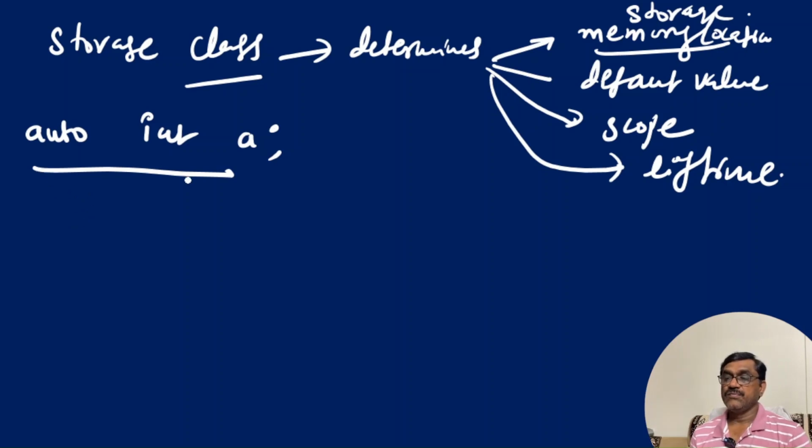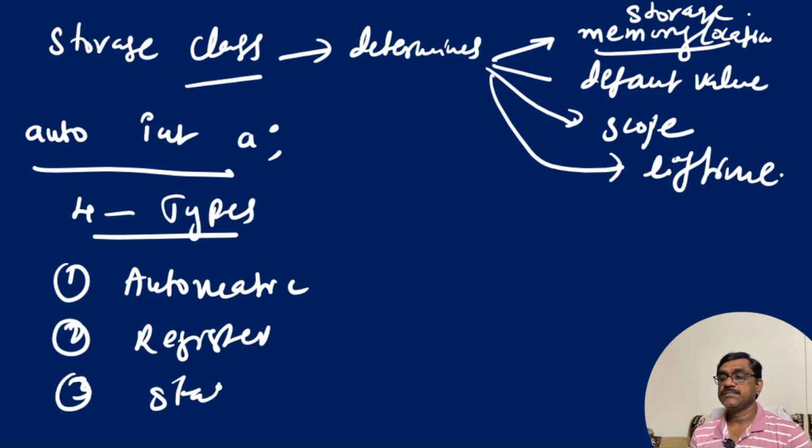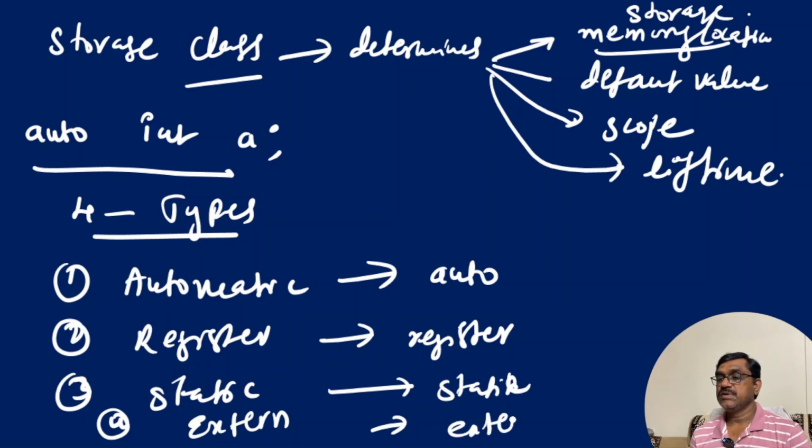So what I want to say is storage classes are divided into four types. The first storage class is automatic, the second one is register, the third one is static, and the fourth one is extern. For automatic, you have to use the keyword auto, in small letters. For register, you use the keyword register. For static, use the keyword static, and for extern, you use the keyword extern.